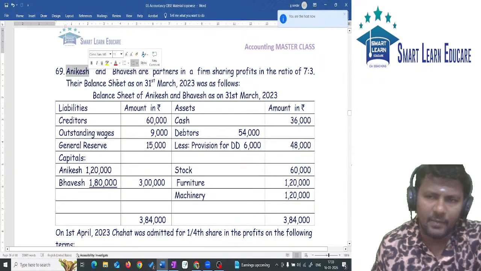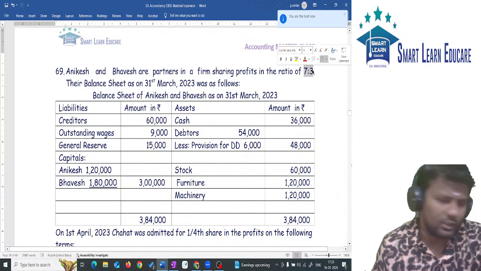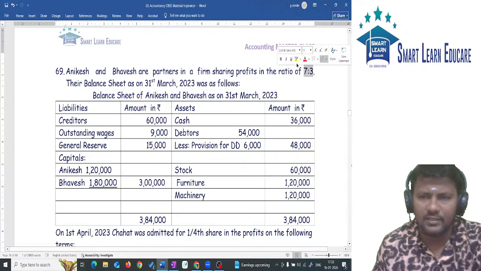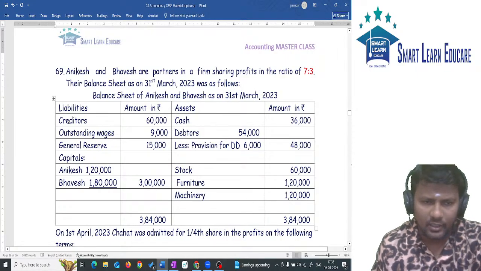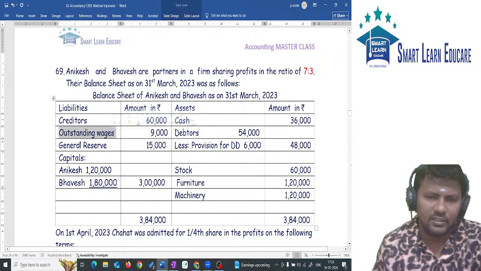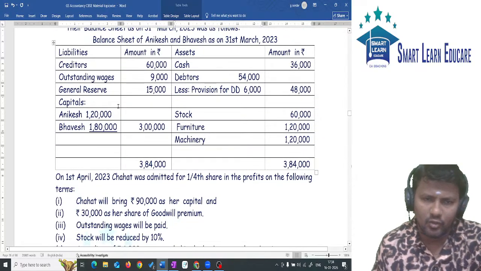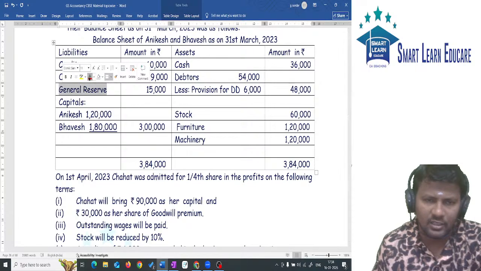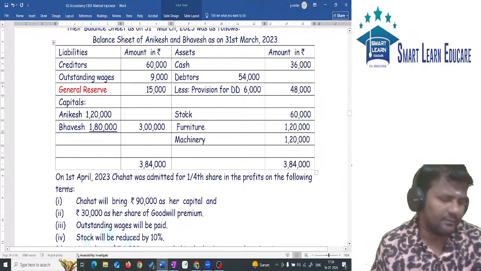A and B are partners sharing profits and losses in the ratio of 7:3. So the old ratio is 7:3. Balance sheet is given as follows. Creditors, outstanding wages, general reserve, capital given. Similarly, cash, debtors and provision for doubtful debts, stock and furniture machinery is given. So in balance sheet, what you should understand, we have general reserve and general reserve should be transferred to partner's capital.